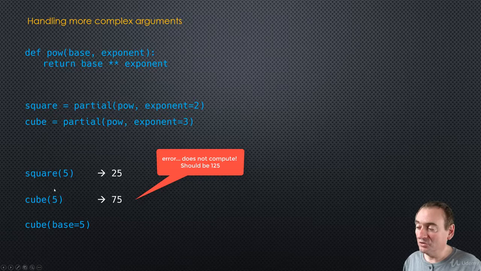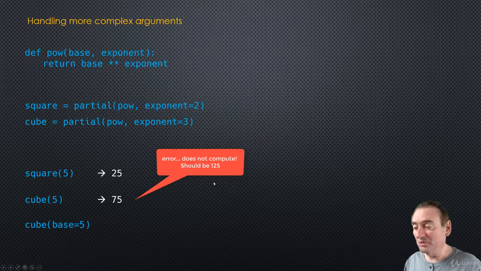Now if you want, you can also specify base equals 5. You can pass in, instead of using this as a positional argument, you can pass it in as a named argument as well. That's fine, right? Because we have this named argument followed by this named argument. So that's fine too.